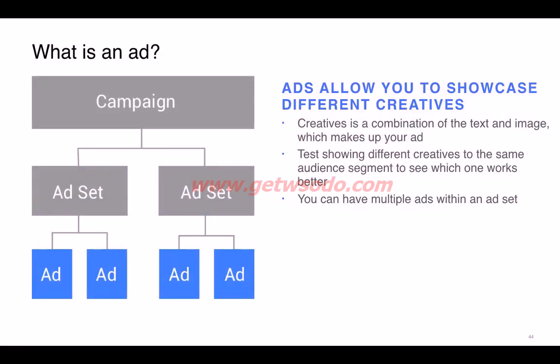All right, now if you see, one ad set can have multiple ads. So ads allow you to showcase different creatives. Creative is a combination of the text and image, which makes up your ad, and you test showing different creatives to the same audience segment to see which one works better. You can have multiple ads within an ad set. Now the reason we have multiple ads in an ad set is because of point two. Basically, having multiple ads enables us to test our campaigns.